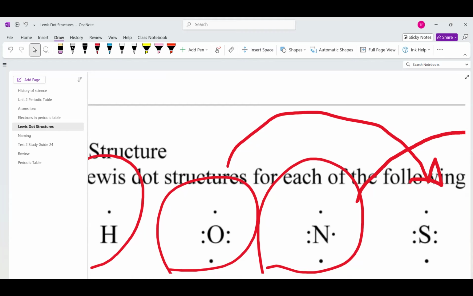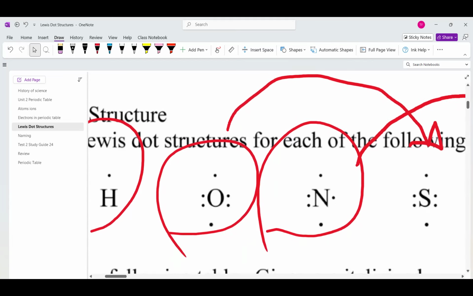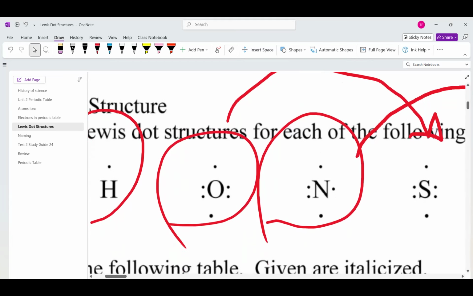Now, the singletons is where bonding occurs. Bonding is when an atom combines with another atom to become more stable. They do that by combining electrons. The electrons being combined are the singletons only, not the paired up electrons. So for every singleton, that can be a bond.